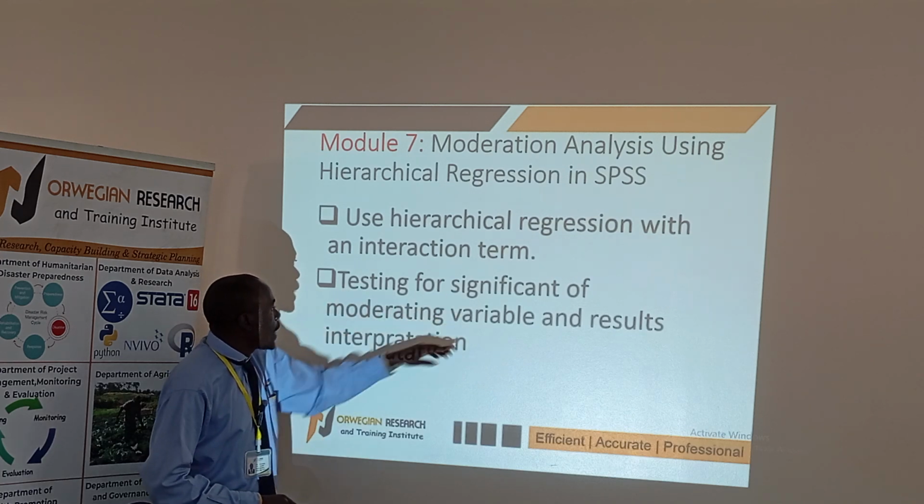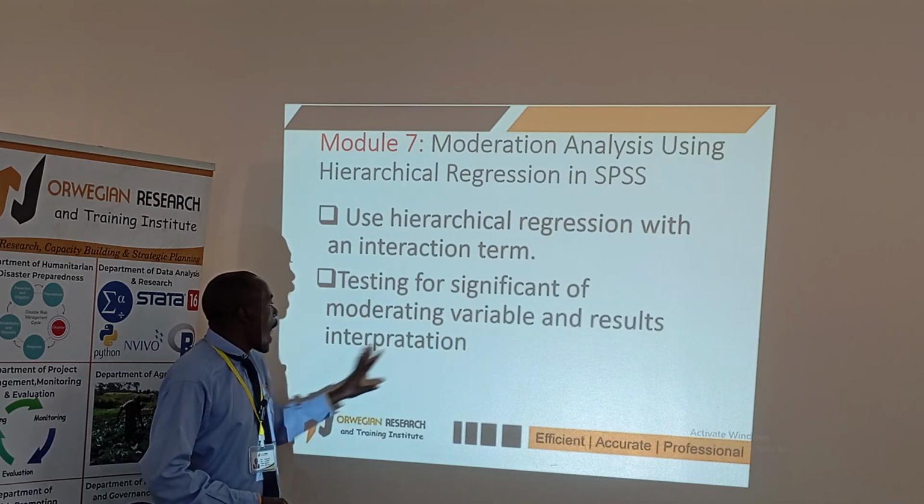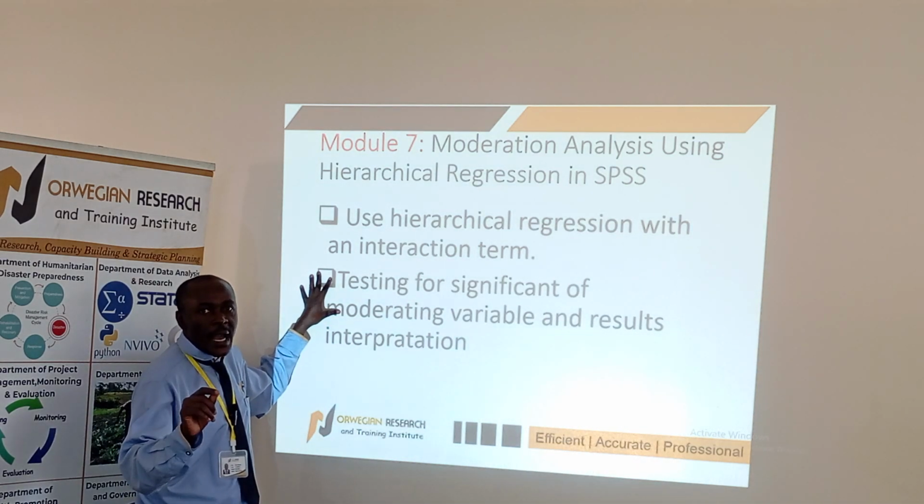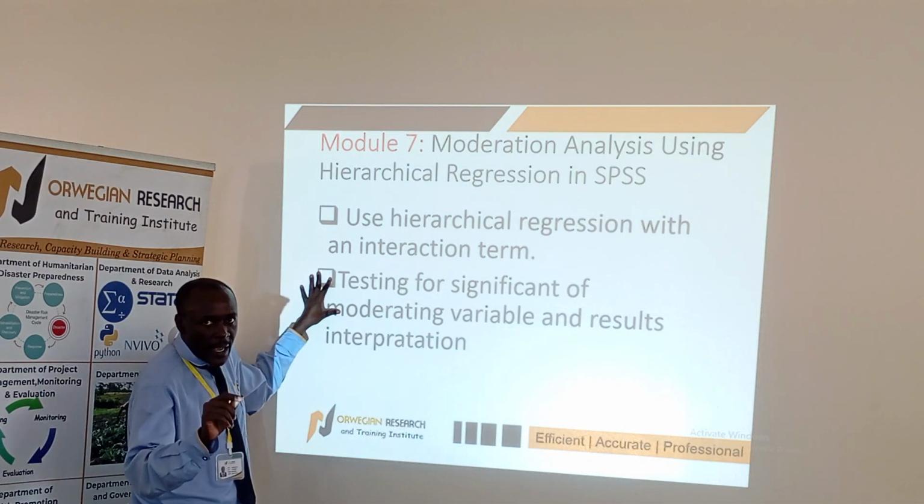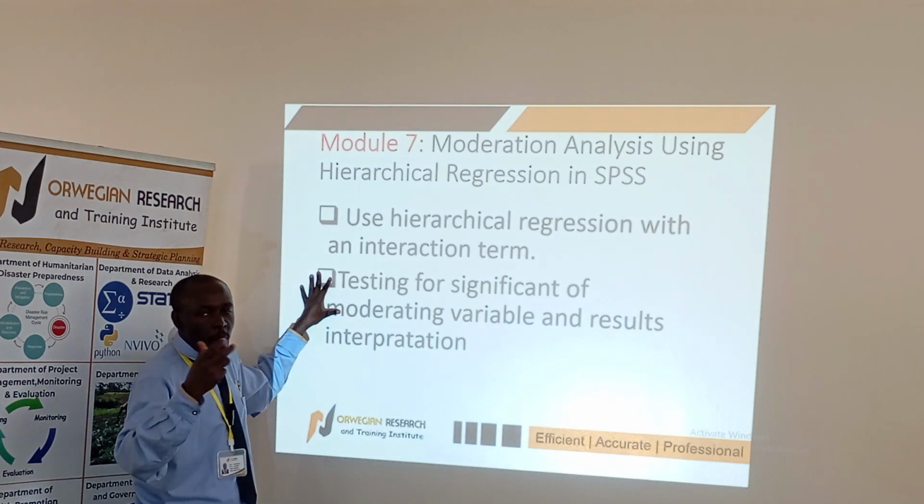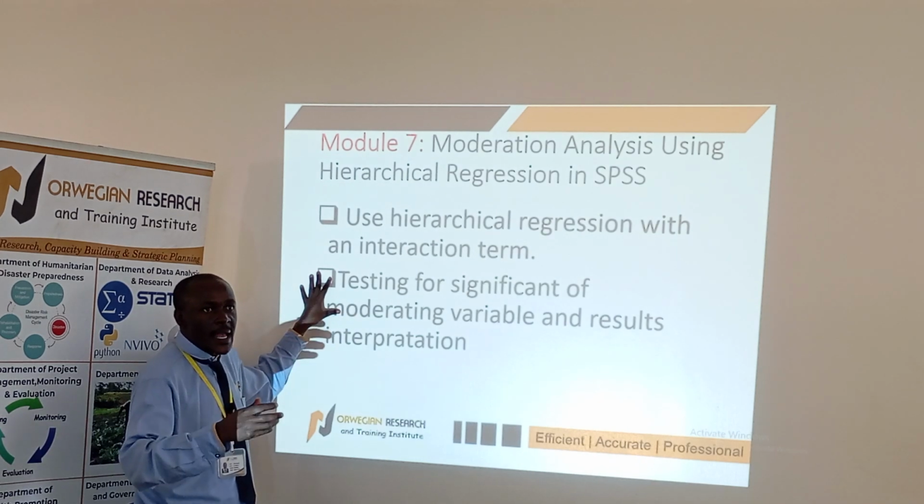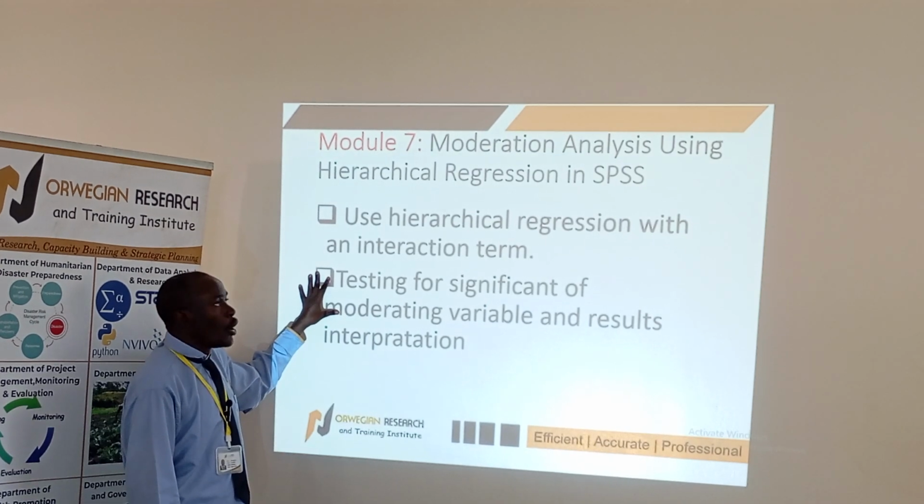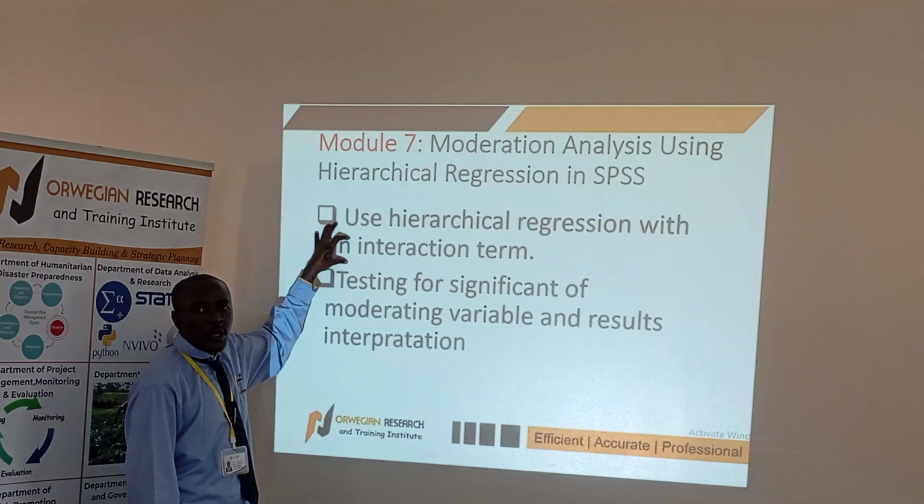So, testing for significance of moderating variables and how to interpret your result when it is non-significant and when it is significant. How can you interpret your result within the context of your study and advise appropriately in terms of recommendations on the effect of your moderating variable?